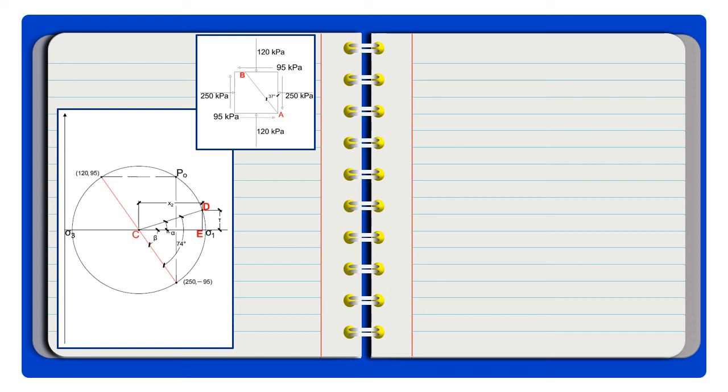So, ito yung radius na dugtong yung center tsaka yung 250, negative 95. Ito ngayon yung iikutin natin ng twice ng 37 degrees, which is, ang twice niya is 74. So, ang ikot nito sa element is counterclockwise. So, dapat sa Mohr's circle, counterclockwise din siya. So, mula dito, ikutin natin counterclockwise. So, ayan.